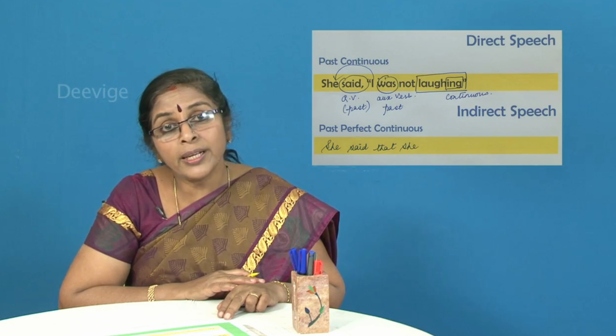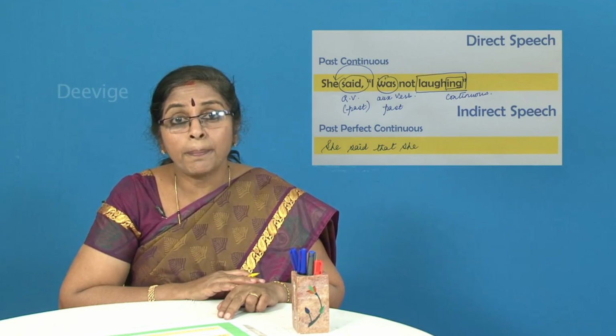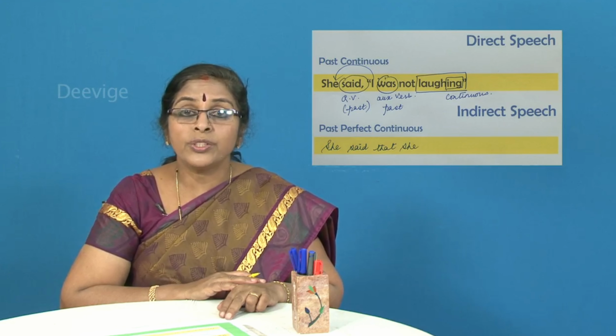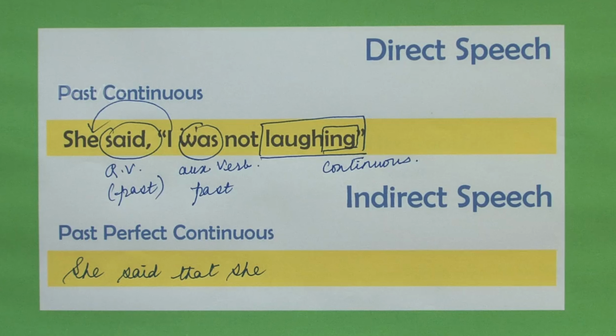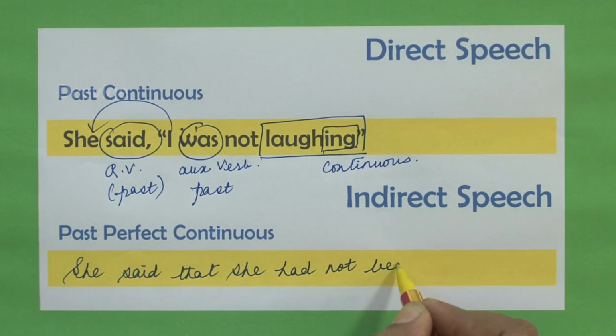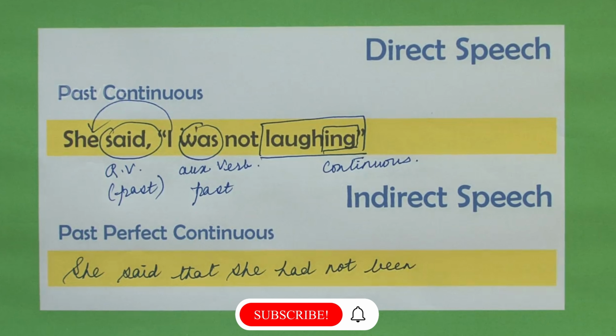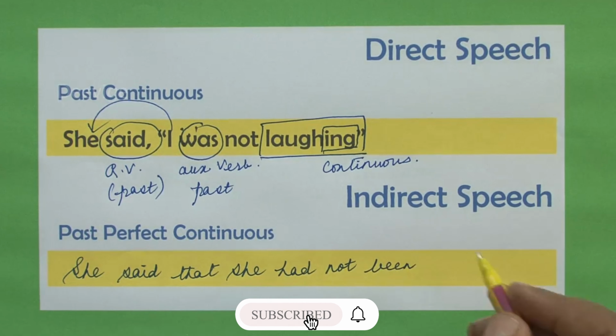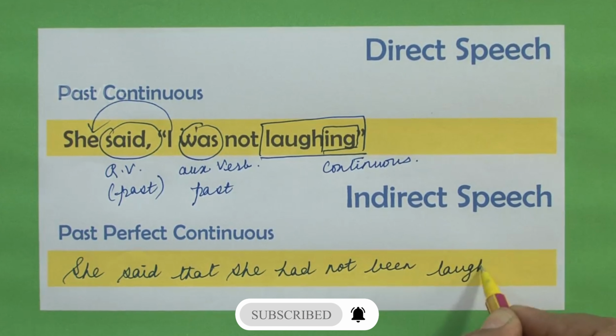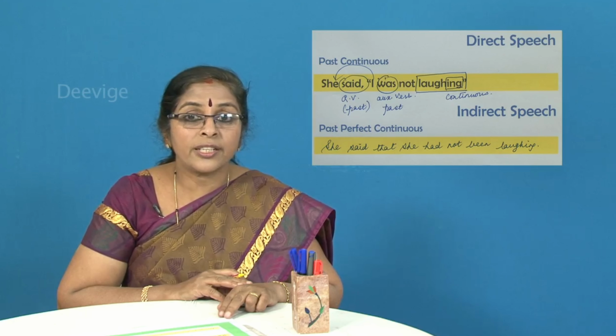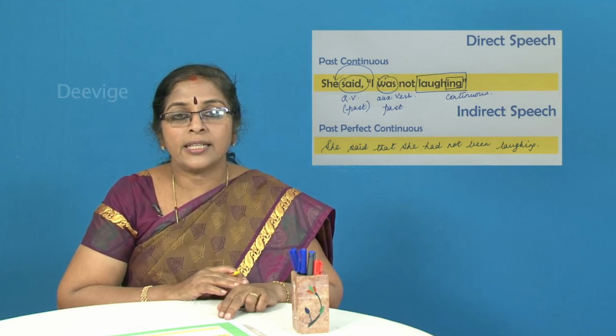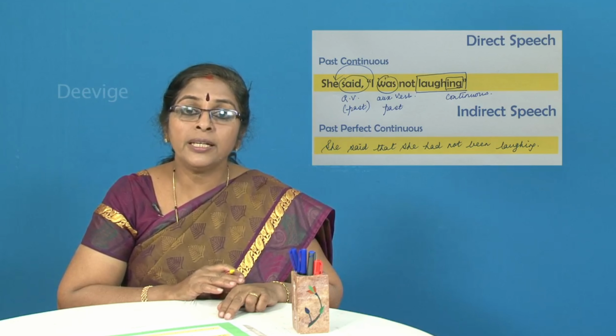So, if it is already in the past tense, it has to change to past perfect, right? So, which is the word which indicates past perfect? Had. So, instead of was, you will write the word had. She said that she had not been, B-E-E-N. She said that she had not been laughing. Full stop. So, how have you changed it into indirect or reported speech? She said that she had not been laughing.